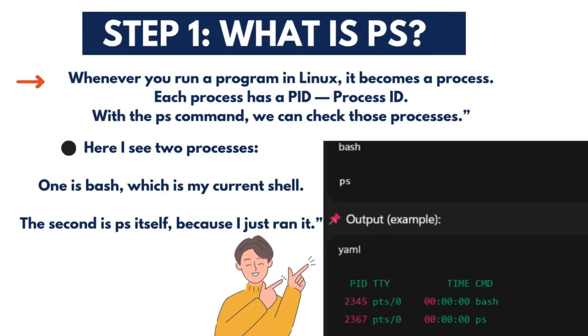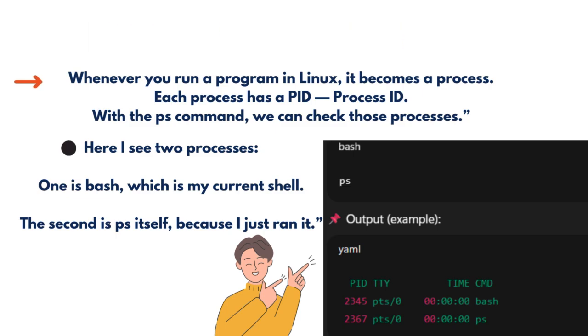Step 1. What is ps? Whenever you run a program in Linux, it becomes a process. Each process has a PID, process ID. With the ps command, we can check those processes. Here I see two processes. One is bash, which is my current shell. The second is ps itself, because I just ran it.